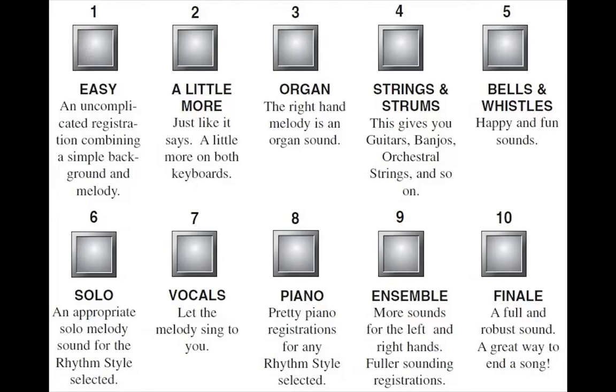And so what this formula means for us as players is that when I select any style, okay, it could be Latin, it could be a country style, it could be swing, it could be march, this formula that you see on your screen there is going to apply to those instruments that are selected. Okay, so for example, if I'm on, let's go to big band, and I go to number 4. So number 4, if you can see on the screen there, says string and strums. This gives you anything like guitar, banjos, orchestral, strings, and so on. Basically, any string or strum instrument.